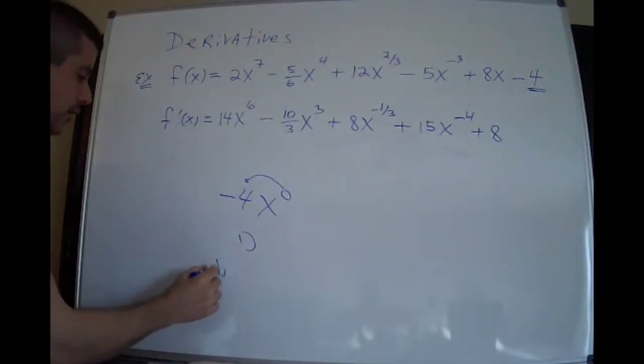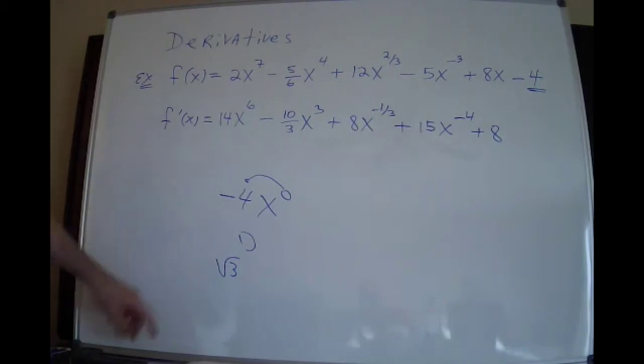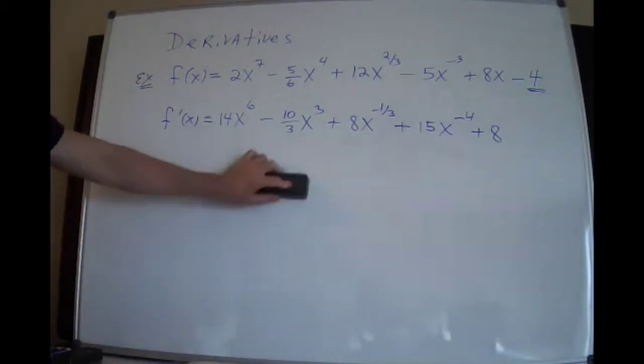Even if that number is radical 3. And like, what's the derivative of radical 3? 0. Those are rules that I'm going to list for you in a second in the class notes, okay?